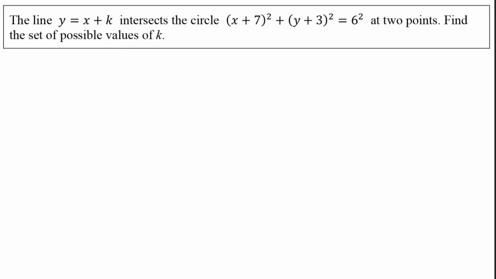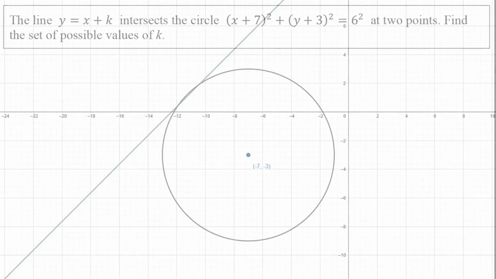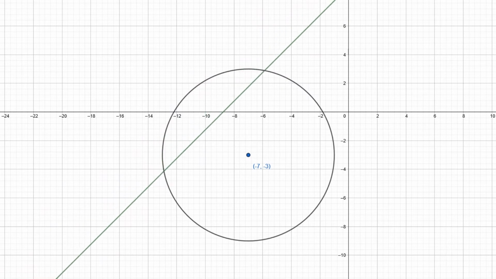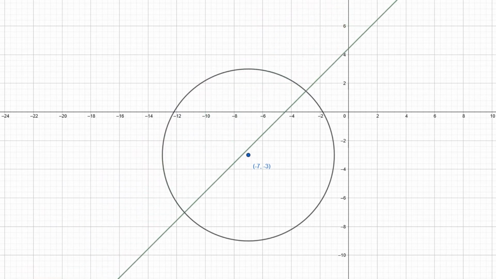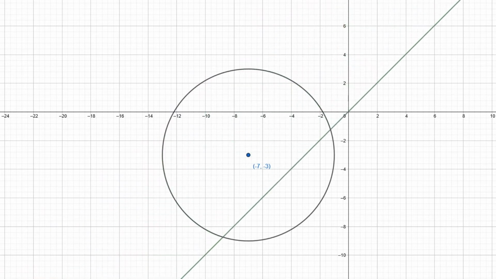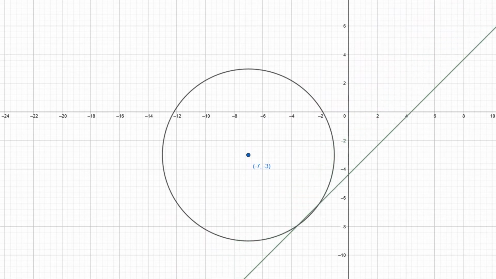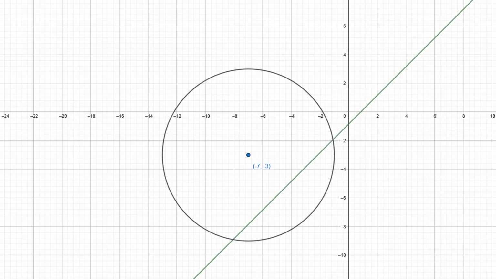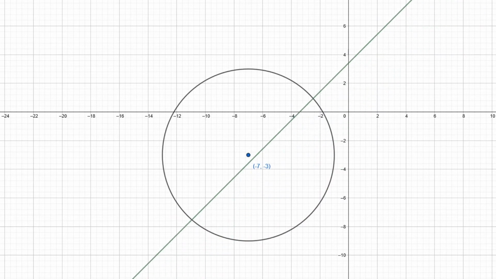In this question we are told that the line y equals x plus k intersects a given circle at 2 points, and we have to find the set of possible values of the constant k. Here is a way we can visualize this. The straight line has a given gradient, but different values of k will give us different y-intercepts. So we can see that there are some possible y-intercepts for which that line cuts through the circle twice. But how can we find them?